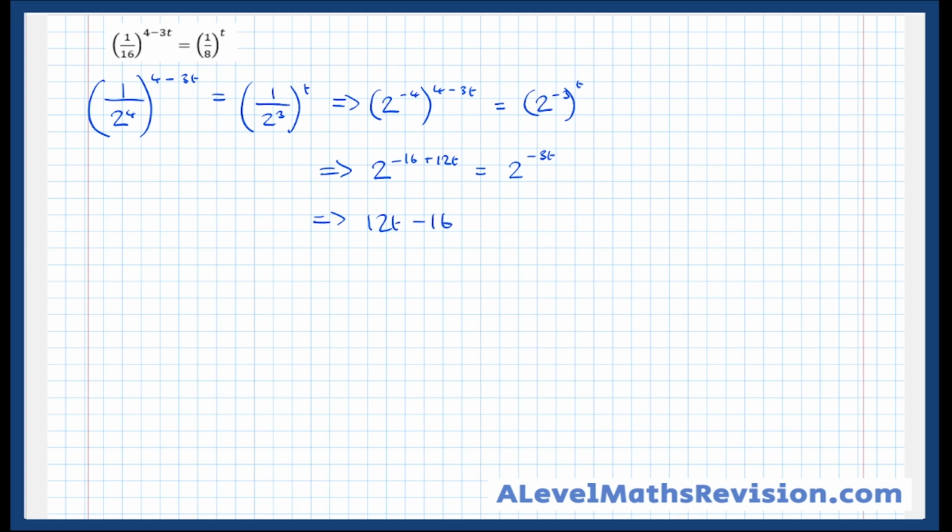12t minus 16 equals minus 3t, which implies that 15t equals 16, which finally implies that t equals 16/15.